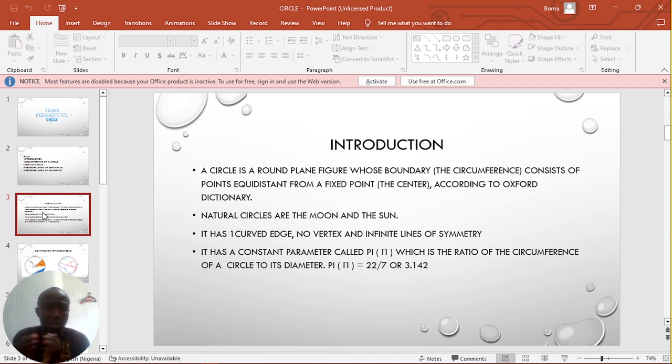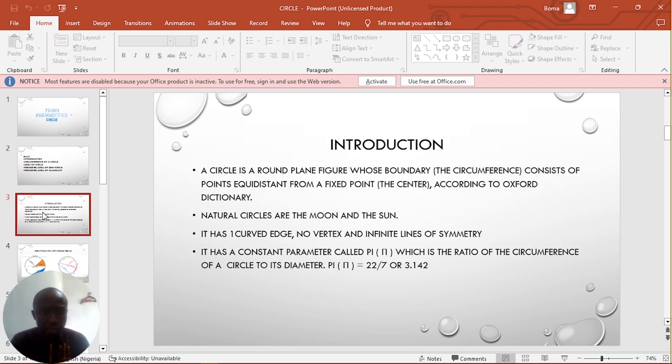Properties of the circle. It has one curved edge, no vertex. No vertex, I mean there is no point where two lines meet. It's a continuous curve or a continuous line. Then we have what we call the infinite lines of symmetry. That means lines that can divide the circle into two equal parts. Those lines are infinite. They are continuous. They don't end. There are so many that you cannot count.